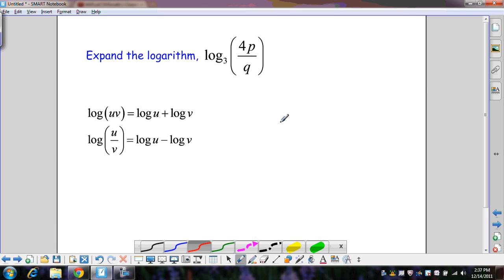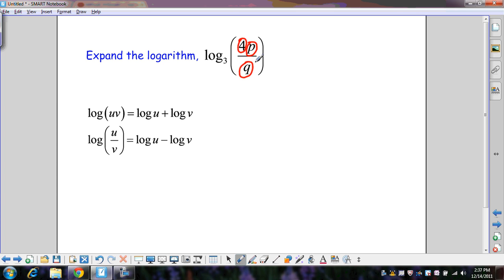And one thing that I want to address here is I know that I'm going to end up with a total of three different logs because I essentially have three parts here. I have a 4, I have a p, and I have a q. So when I'm done expanding, those three things are going to be completely separate. So let's start with the top.